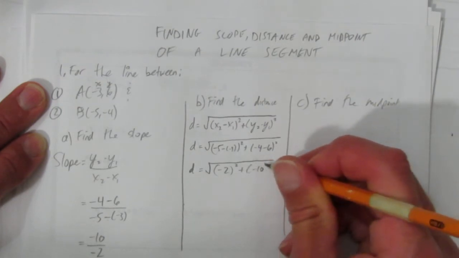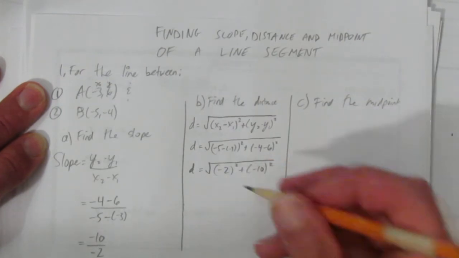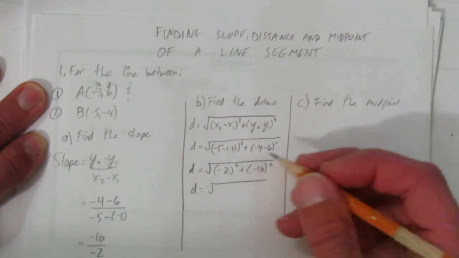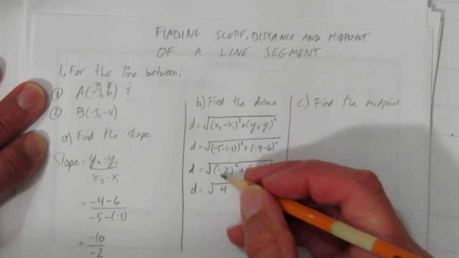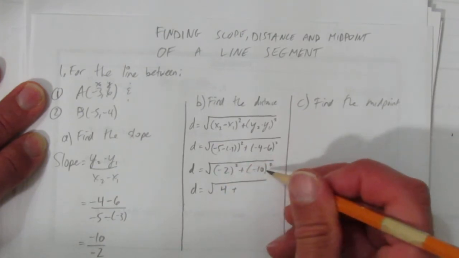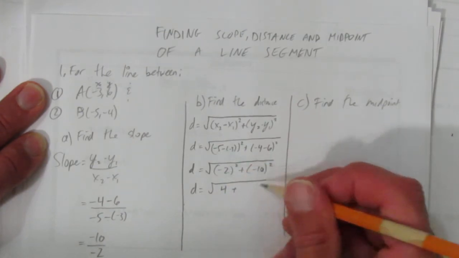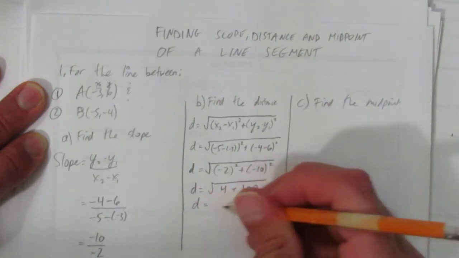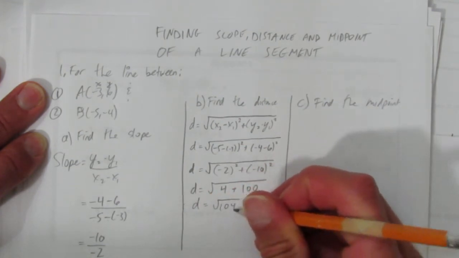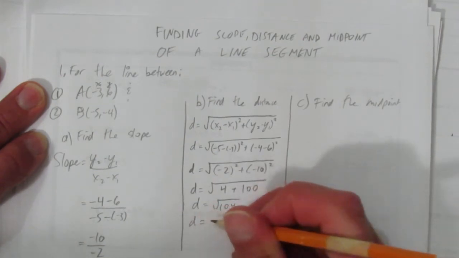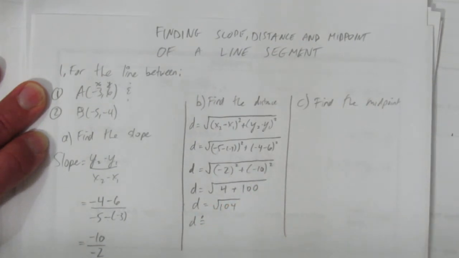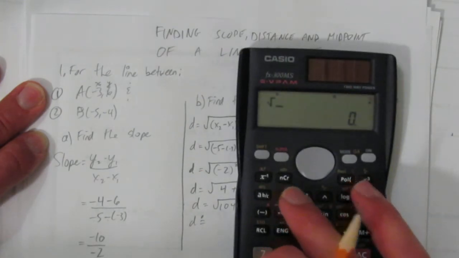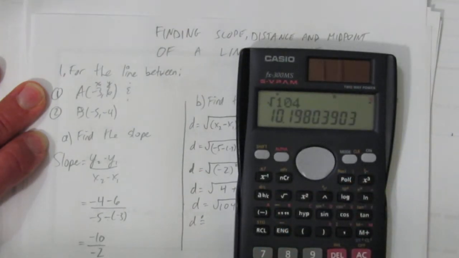And so D equals the square root of, what's -2 squared? That's 4. Notice it becomes positive. Squaring gets rid of a negative, or a negative times a negative is positive, so 10 squared is 100. So the distance is the square root of 104. That I can't do in my head. I'm going to use my calculator. I need a rounding dot too, because the square root of 104 is not going to be a pretty number. Square root of 104. Let's round to 2 decimals.